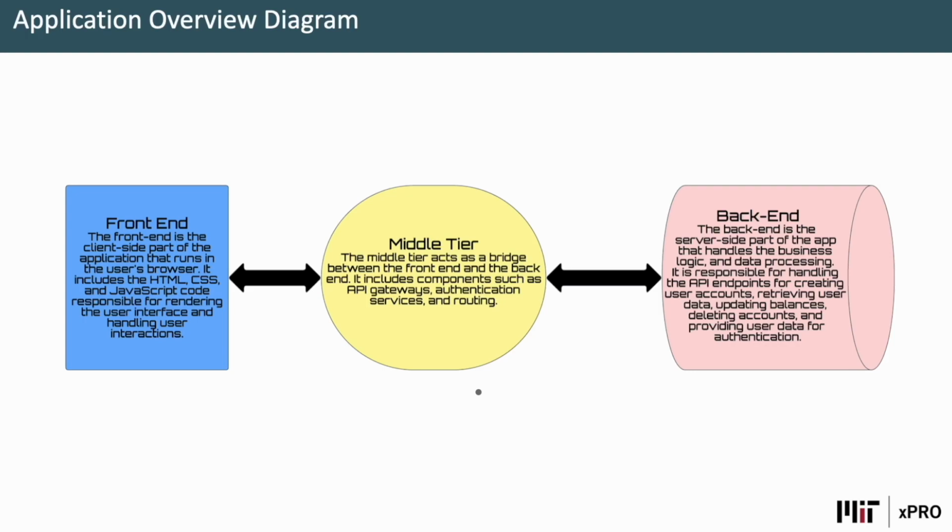Then you have the middle tier, acting as a bridge between the front end and the back end. It includes components such as API gateways, authentication services, and routing. Finally, we have the back end, which is the server side of the app that handles the business logic and data processing. It is responsible for handling the API endpoints for creating user accounts, retrieving user data, updating balances, deleting accounts, and providing user data for authentication.